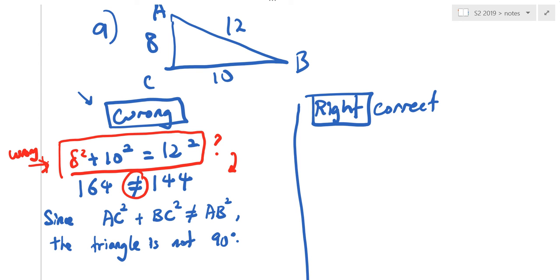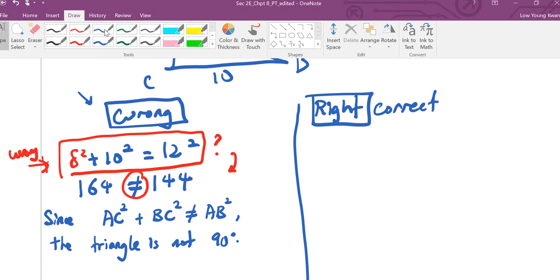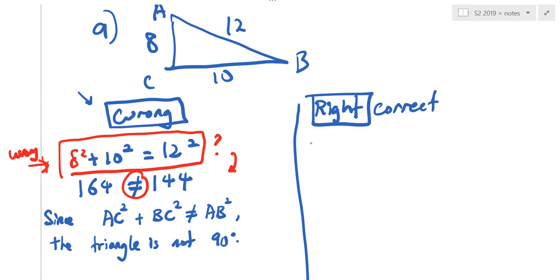So I use a green color pen. Try my best not to block. Alright. So can you write down AC square plus BC square equal 8 square plus 10 square equal 164. Do you notice I never write AB square here? What did I write? I just try and calculate the length of the two short sides square and see what's the number. And I realize the number is 164.